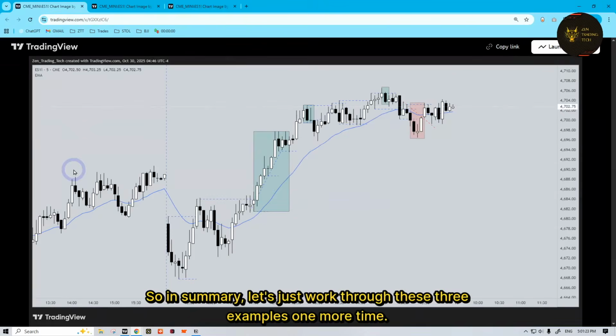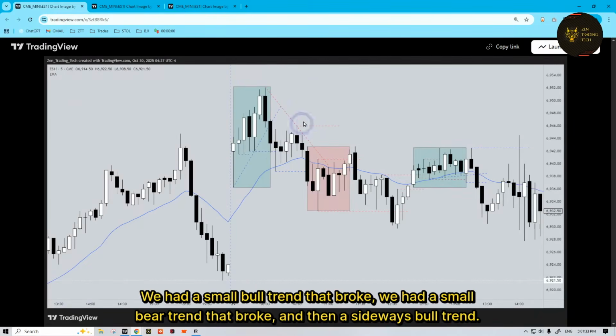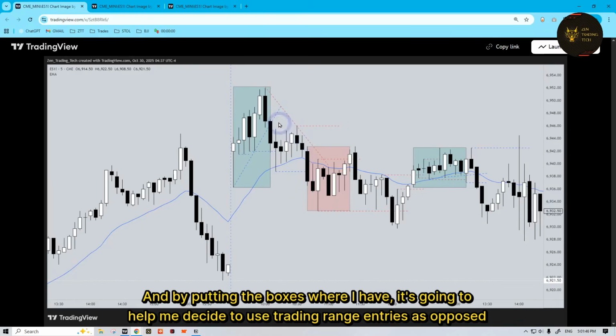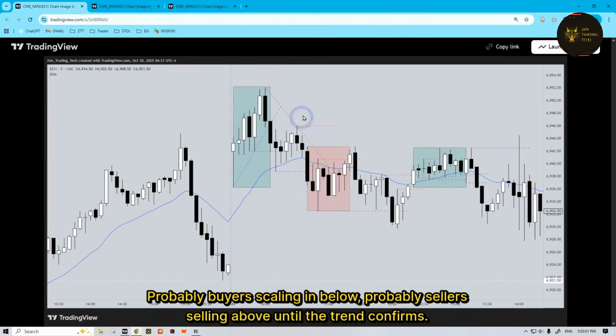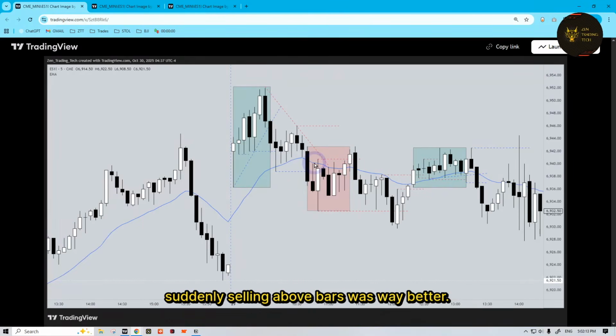So in summary, let's just work through these 3 examples one more time. In the first example, we had a small bull trend that broke, we had a small bear trend that broke, and then a sideways bull trend. This was mostly a trading range day before FOMC, and by putting the boxes where I have, it's going to help me decide to use trading range entries as opposed to trend entries. What does that mean? The moment the bull trend breaks, probably buyers scaling in below, probably sellers selling above until the trend confirms. Once that bear trend confirms here, either that first bear bar or the second bear bar, new low of the day, suddenly selling above bars was way better.